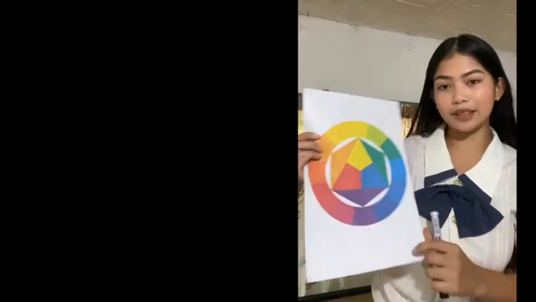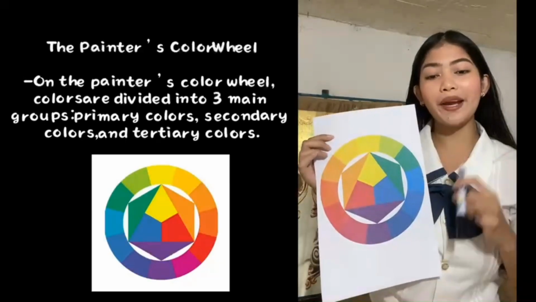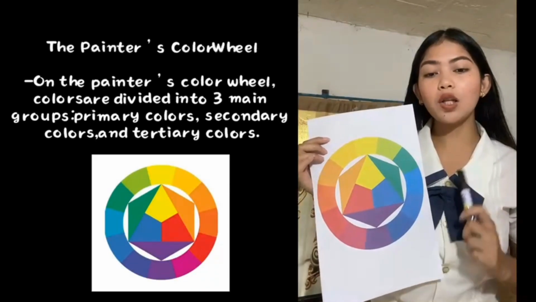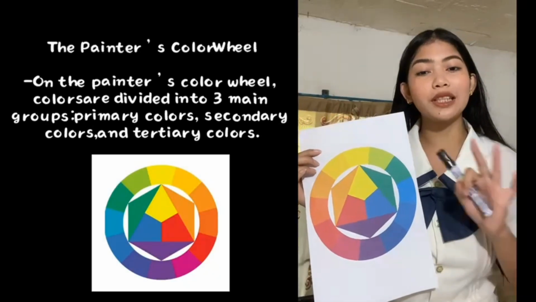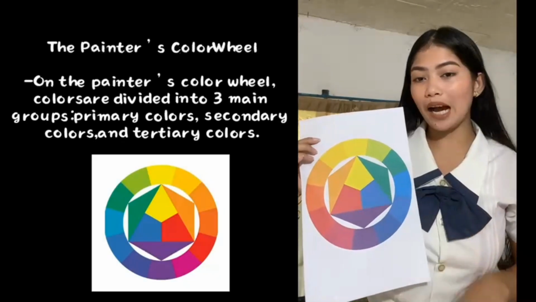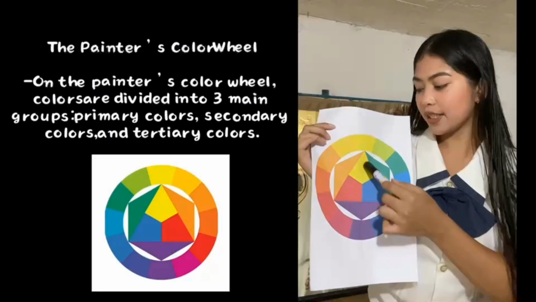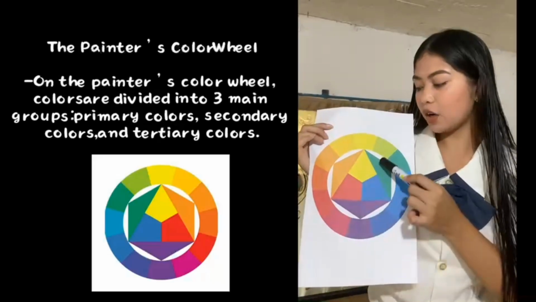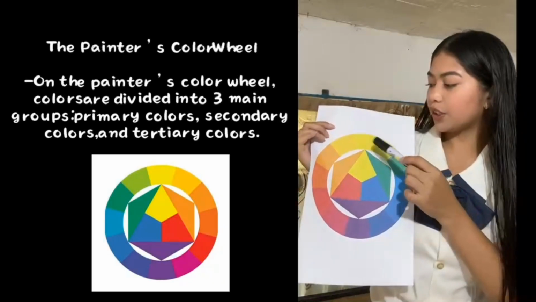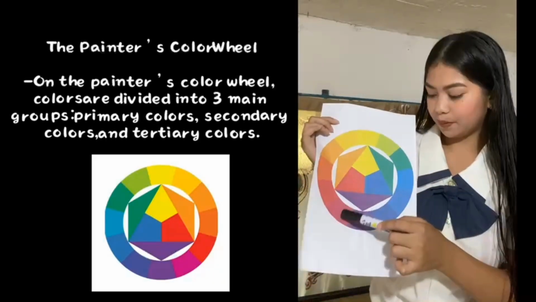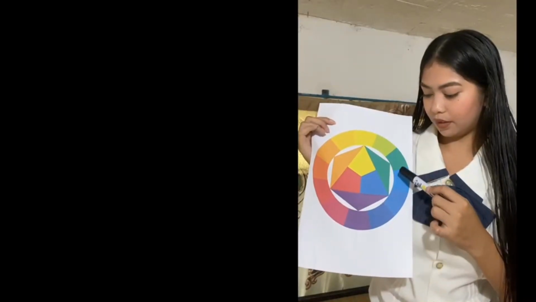So I have here the painter's color wheel. On the painter's color wheel, colors are divided into three main groups. We have the primary colors, the secondary colors, and the tertiary colors.